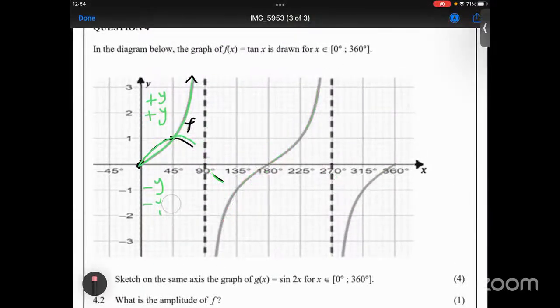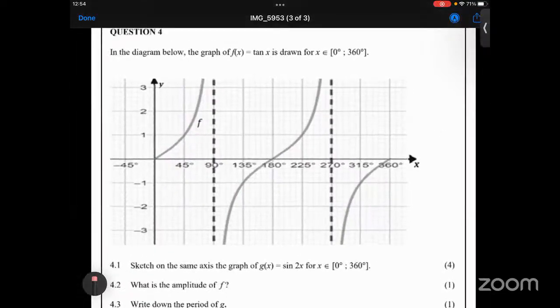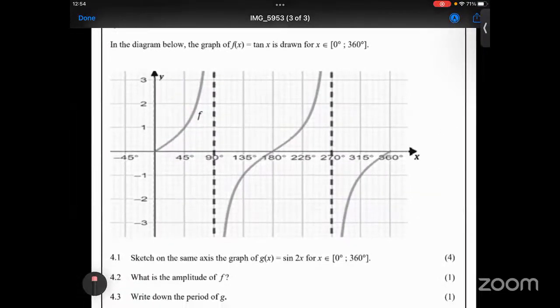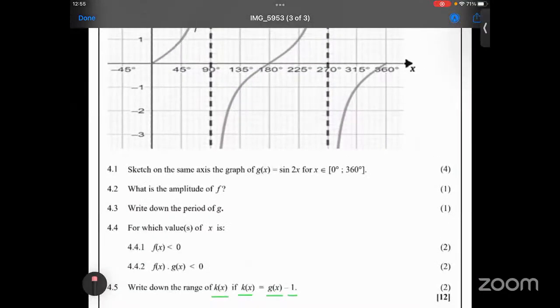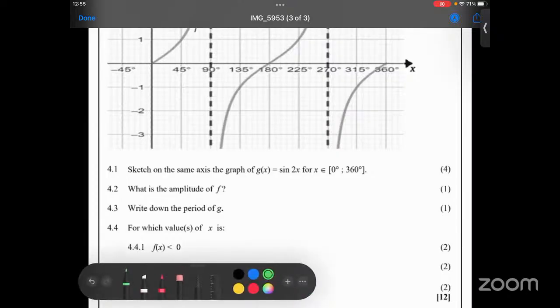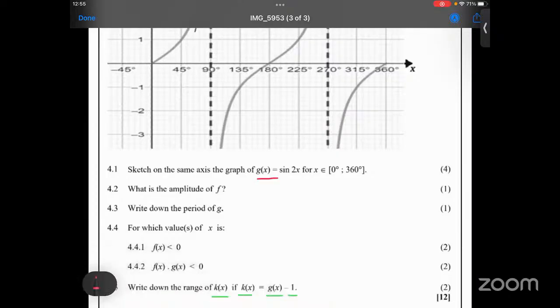Let's see. So this is what happens. The graph of G, where is the graph of G? The graph of G is this one. That is the graph of G.